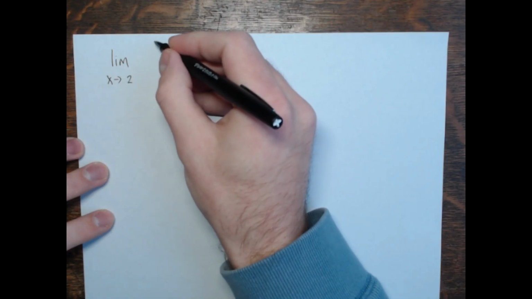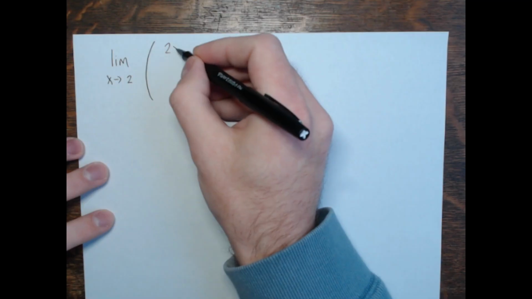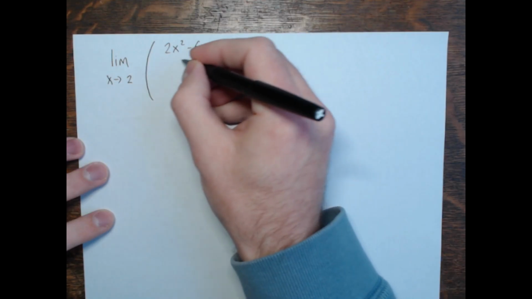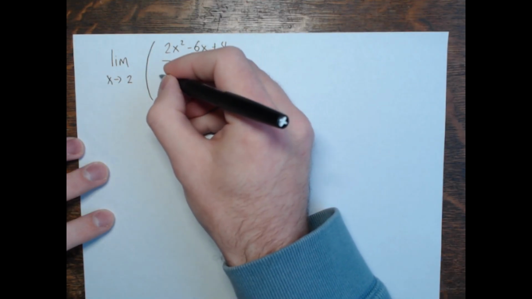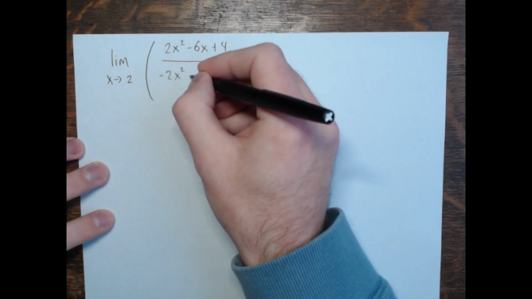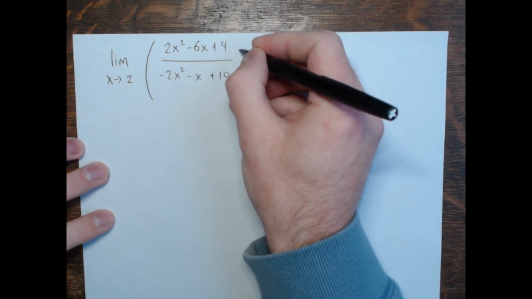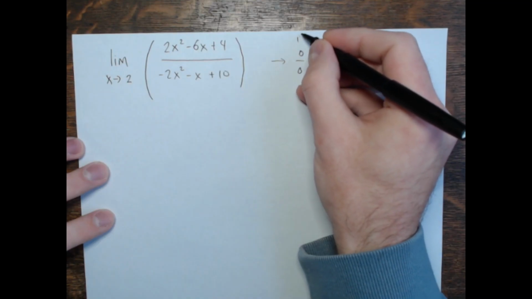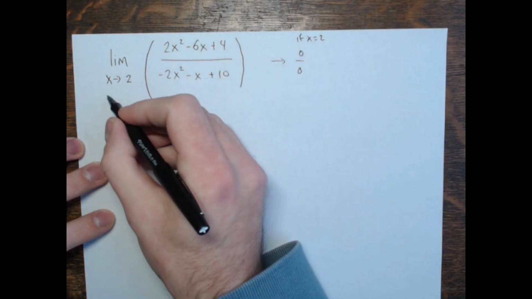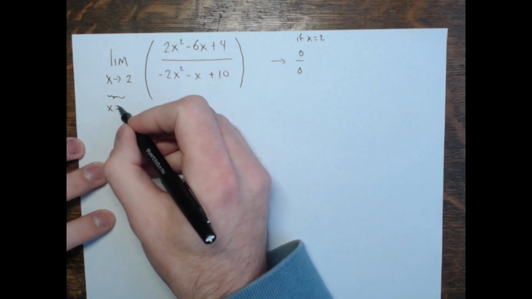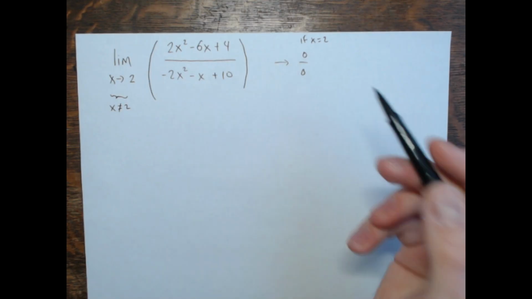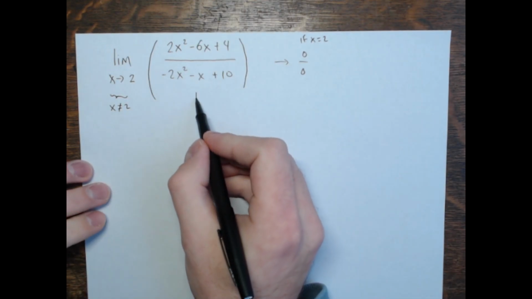The limit as x approaching 2 of 2x squared minus 6x plus 4 divided by negative 2x squared minus x plus 10. So again, this is the whole 0 divided by 0 thing, right? If you actually plugged in x equals 2, even though technically what we're supposed to be doing is plugging in values around 2, x is not 2. But it's indeterminate, right? 0 divided by 0 is not good. So I need to simplify this.